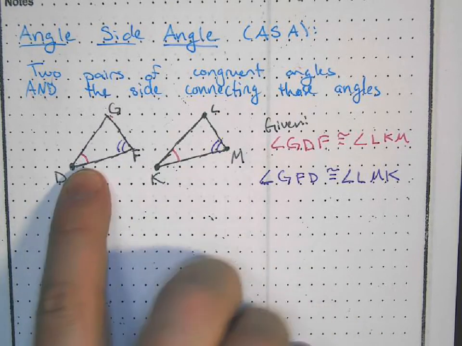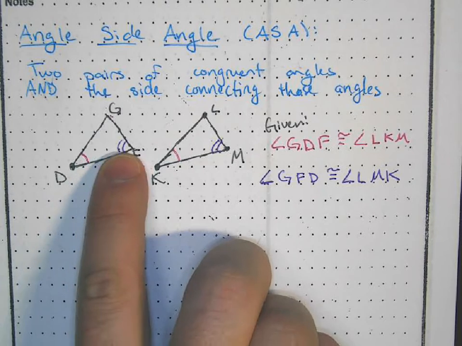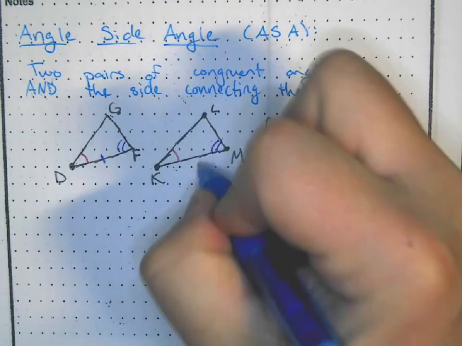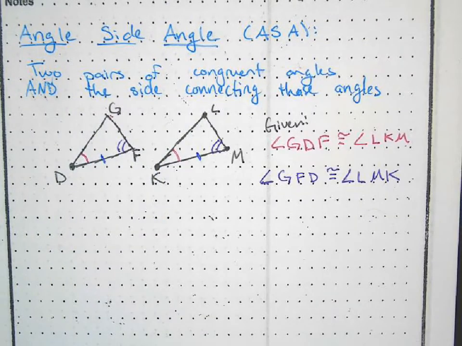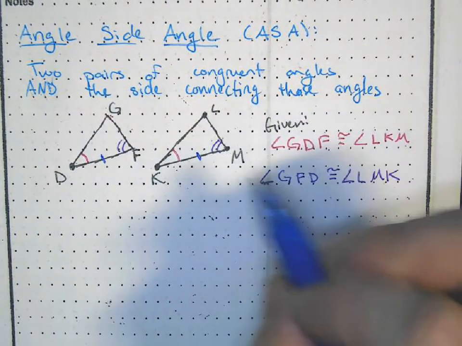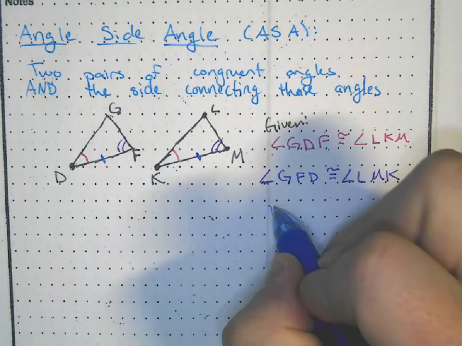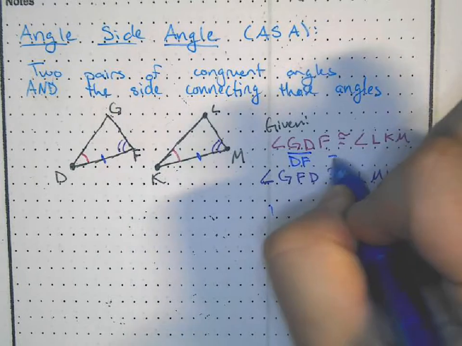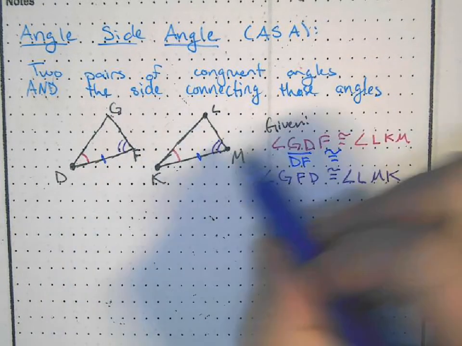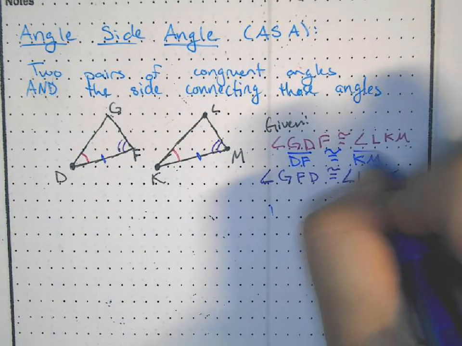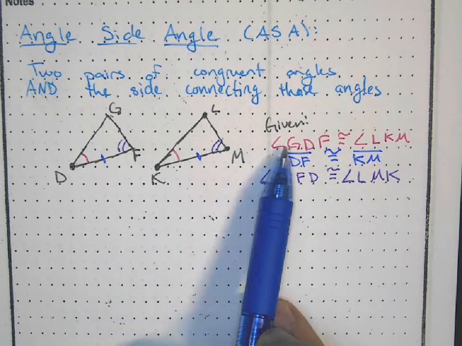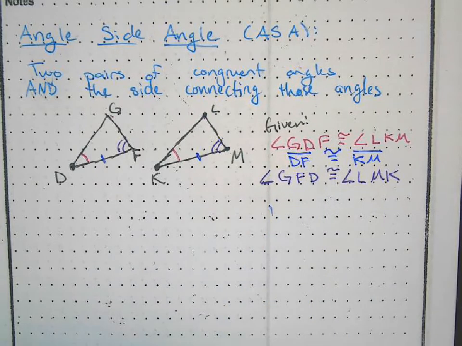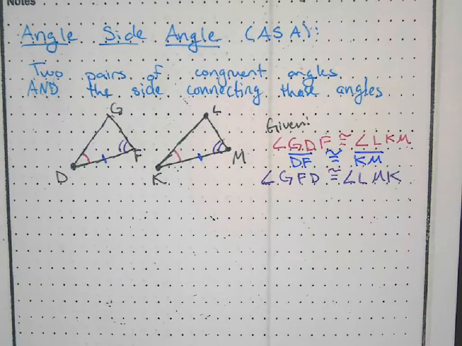Now the side is the side in between the two angles, connecting the two angles. So it has to be this side right here, this bottom side of the triangle. So here's our tick marks to show that congruency. And we'll say DF is congruent to KM. So there's my angle, side, angle.